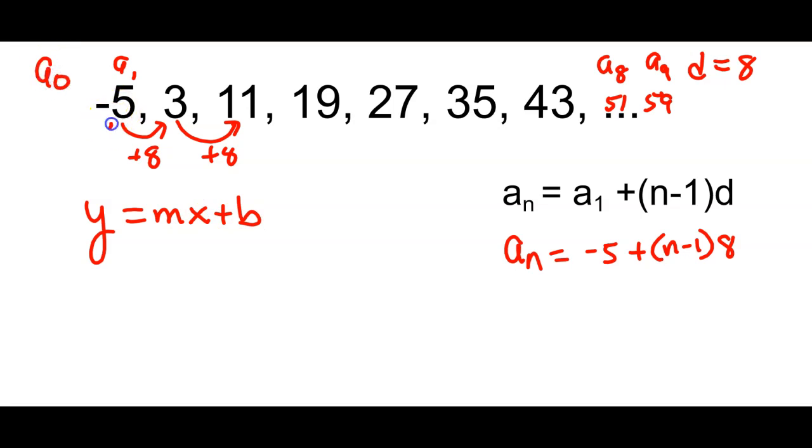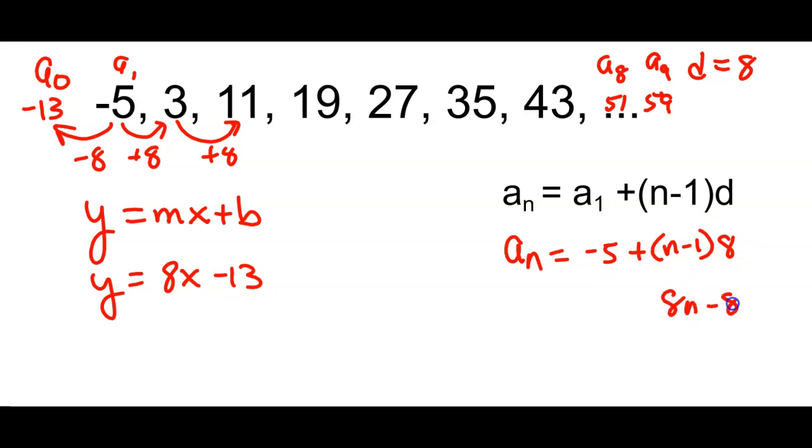So to figure out the 0th term, you need to go back 8, which puts us at -13. And so our slope is 8, and our y-intercept is -13. That should work as well. In fact, we can make this look like this. Just distribute your 8, and then combine your like terms. So -5 and -8 become -13.